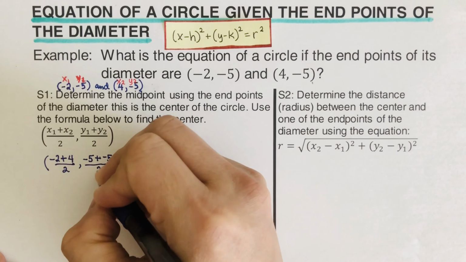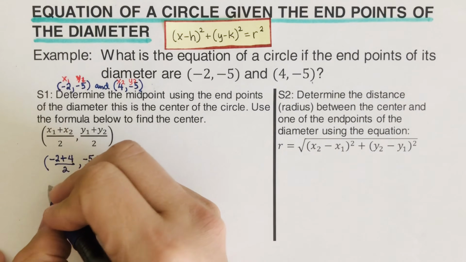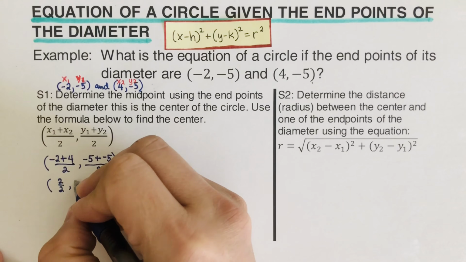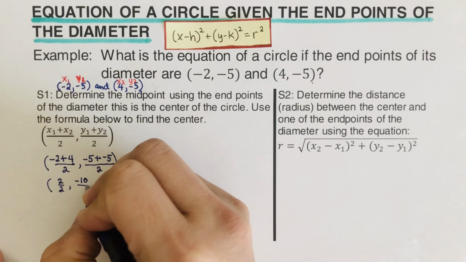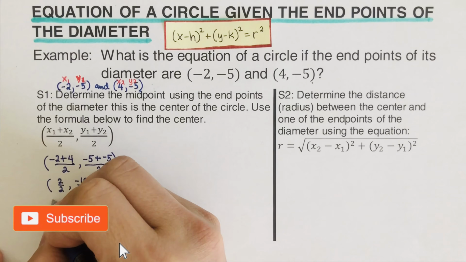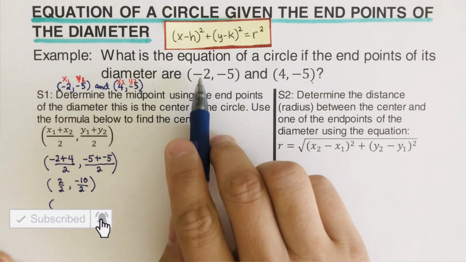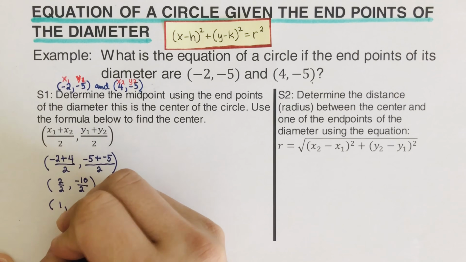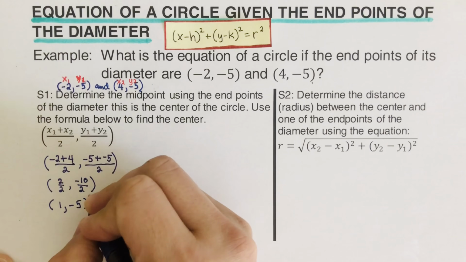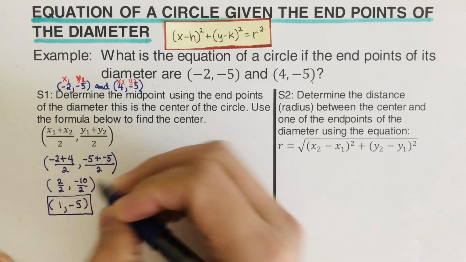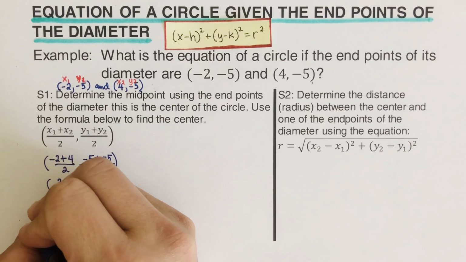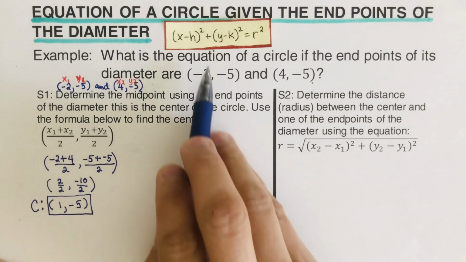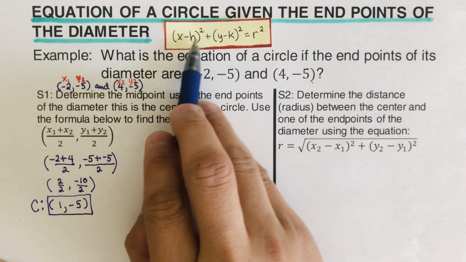Then we simplify this. This would come out to 2 over 2, and this one right here would be -10 over 2. So the midpoint of these endpoints of the diameter is (1, -5). This is actually our center. Again, this is the center of the circle, and I'm going to label that as letter C, because we need the center of the circle to write the equation of the circle.